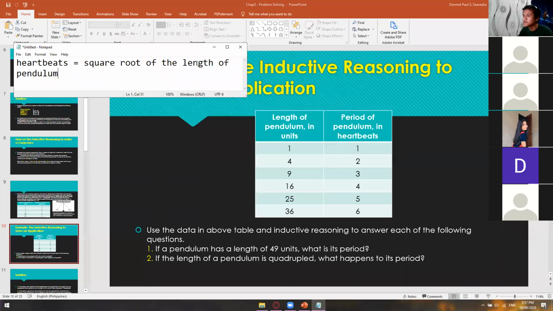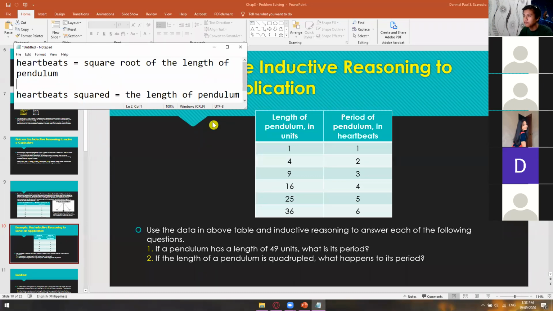Okay, so pwede natin gamitin to para makuha natin yung period. Pero bago natin gamitin to, baliktarin ko lang. So heartbeats squared is equal to the length of pendulum. Okay, so using this one, so kahit ano dyan sa dalawa, pwede nyo gamitin. So using those two, apply this one in number 1. So if a pendulum has a length of 49 units, what is its period? So hinahanap natin is ito, given na yung 49 units. 7. Heartbeat squared, sama, sa length of pendulum.